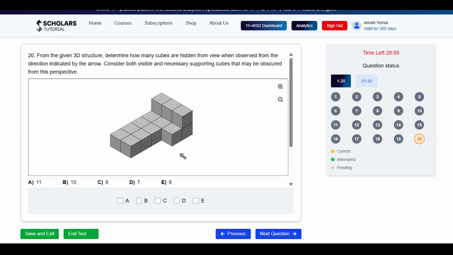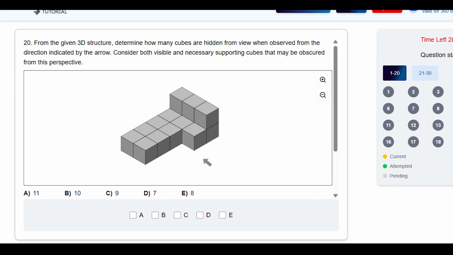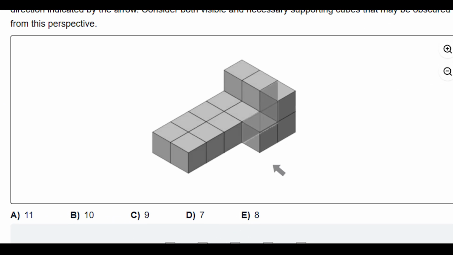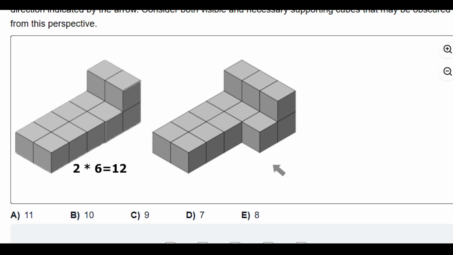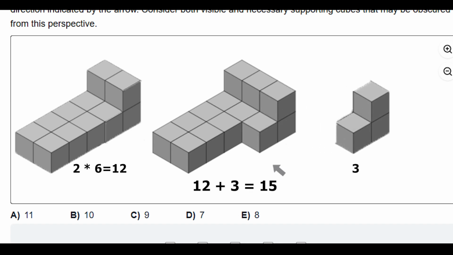In this question, we need to find how many cubes remain hidden when viewed from the given direction. Here's our first figure. In the given 3D figure, there are two stacks of 6 cubes each and one additional stack of 3 cubes, making a total of 15 cubes.